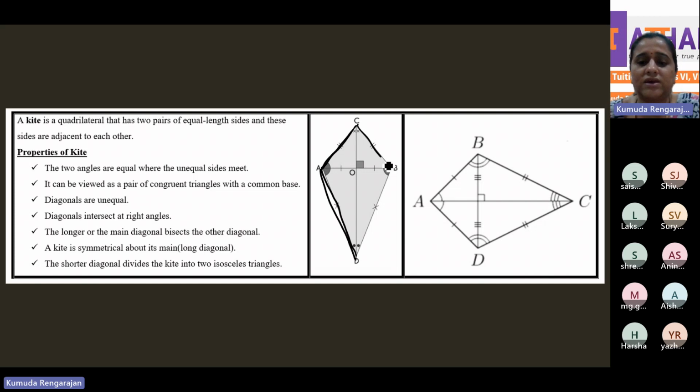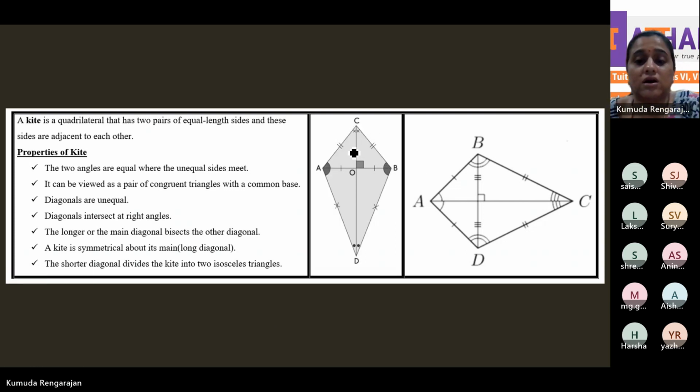Here also, this side and this side. Where do they meet? These two sides meet at A and these two sides meet at B. These two angles will be equal. So in this figure, angle A is equal to angle B.